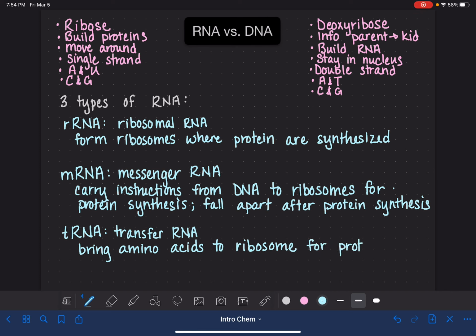Remember, a protein is just a really long continuous chain of amino acids. So the tRNA molecules are kind of like little taxi drivers that bring these amino acids into the ribosome. The mRNA tells the instructions of the order of the amino acids, the order that they need to be put together for the protein synthesis. And the rRNA just provides a location for all of this to take place.